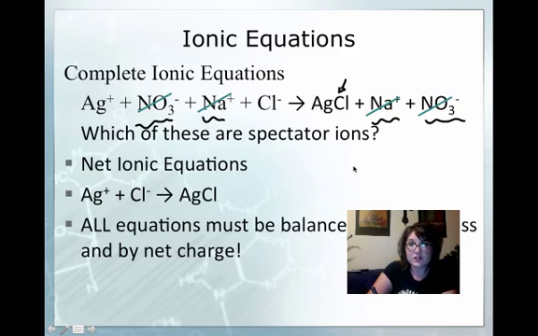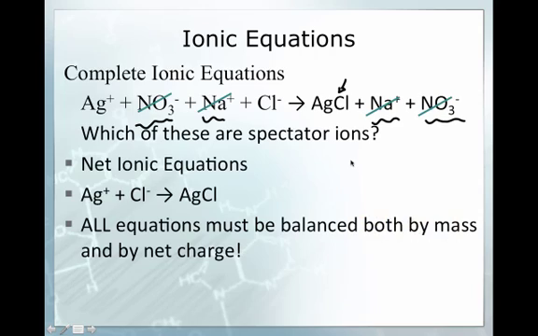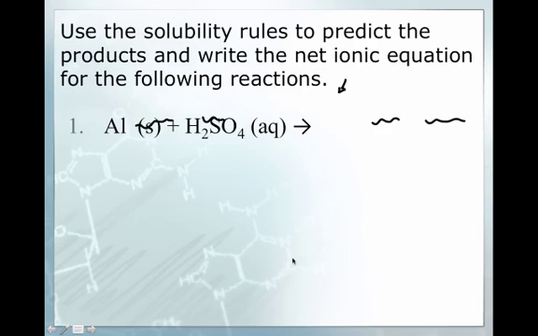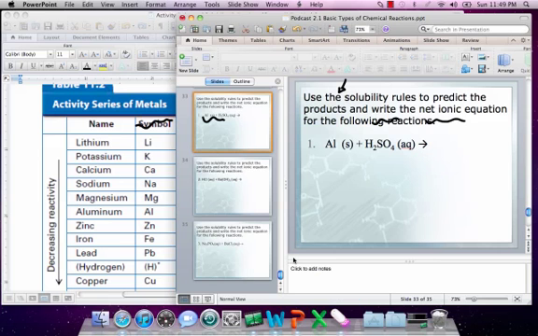Net ionic equations then are where we drop the spectator ions and we don't include them. So our net ionic equation for this one is simply that silver ions combined with chloride ions would form silver chloride. Every equation you write, whether it's complete ionic, net ionic, or molecular, needs to be balanced both by the mass and by the net charge to be correct. So let's practice some of these.